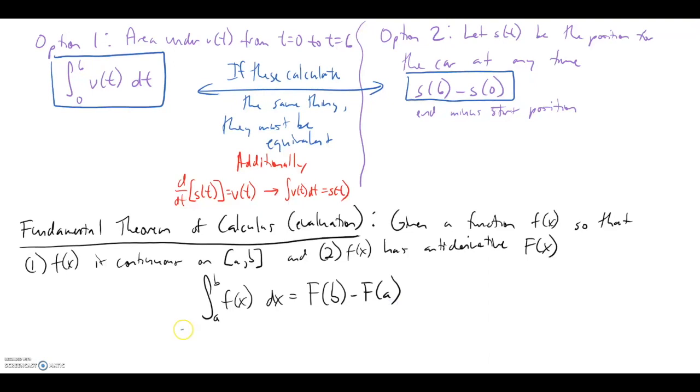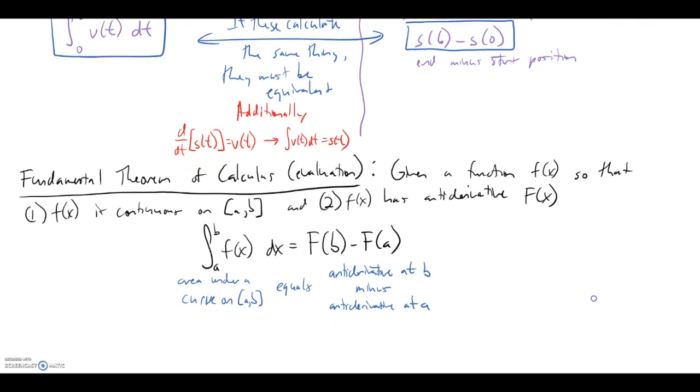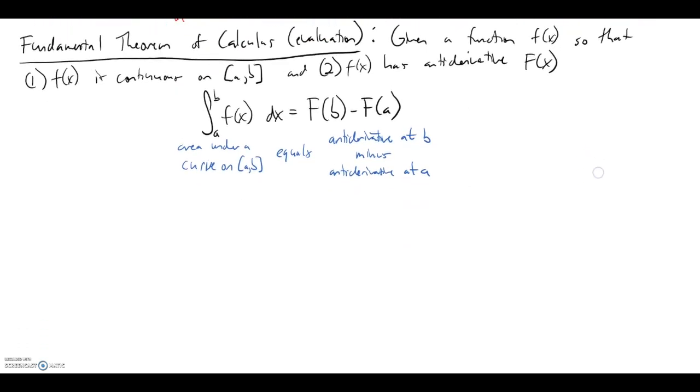Or to summarize, the area under a curve on a closed interval a to b equals the antiderivative for that curve at b minus the antiderivative for that curve at a, which is a major connection. If we can simply reverse the differentiation process, we can calculate exact areas under any curve just by doing evaluations on that antiderivative. So let's work through the following example.